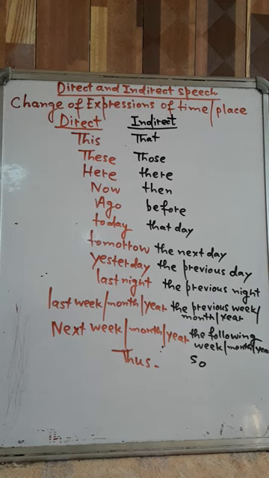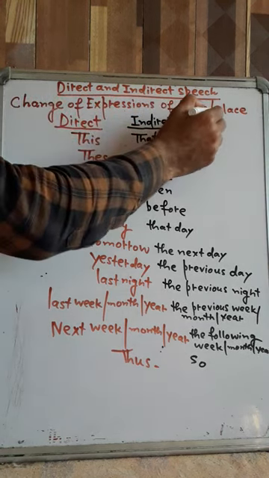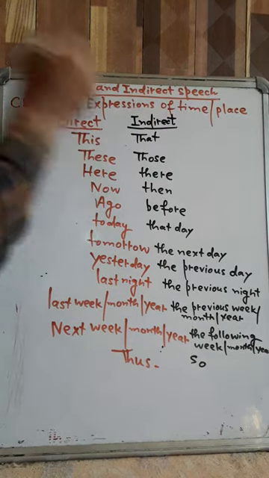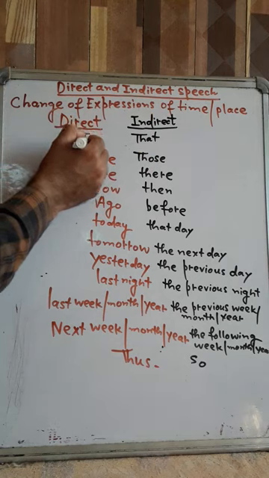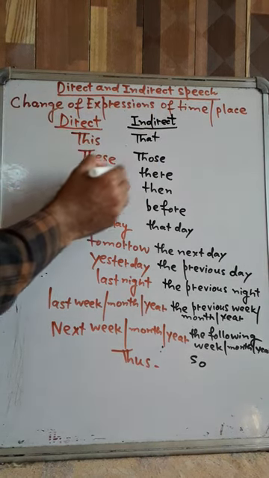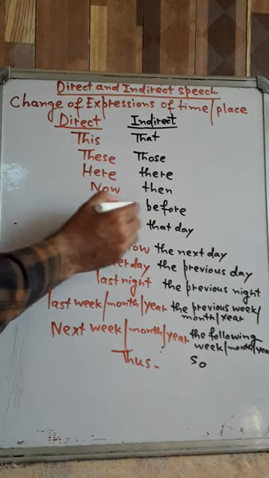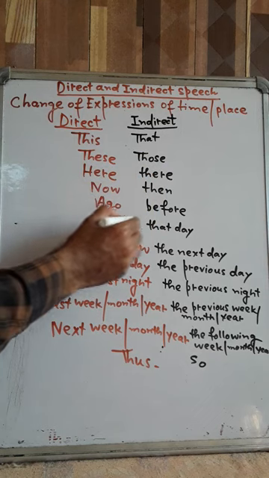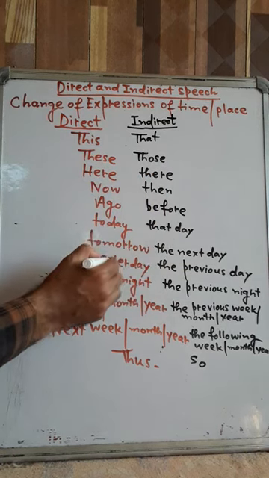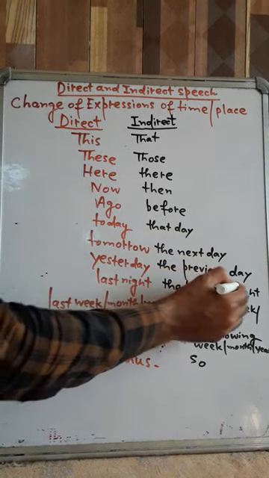Today, we are going to learn change of expressions of time and place. Direct, indirect: this becomes that, these becomes those, here becomes there, now becomes then, ago becomes before, today becomes that day, tomorrow becomes the next day, yesterday becomes the previous day, last night becomes the previous night.